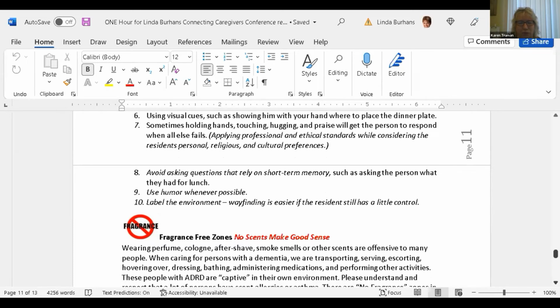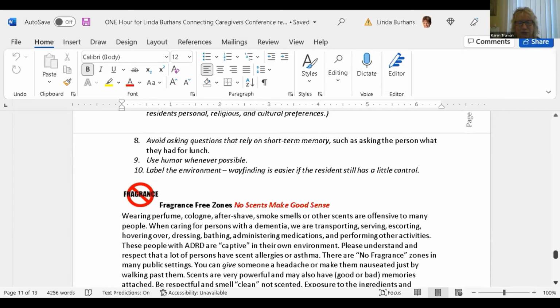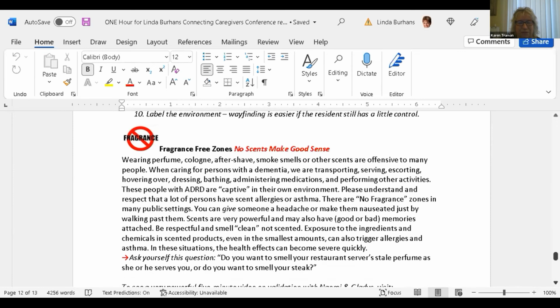Avoid asking questions that rely on short-term memory, like what they had for lunch. Instead of "what did you have for lunch?", ask "did you enjoy your lunch?" Maybe they enjoyed it, but they don't remember what they had. What I had for breakfast, I don't know. Use humor, label the environment. I go into one facility and the floor is like a wayfinding. You can find your way anywhere because it all leads around the building beautifully. And they did it that way on purpose.